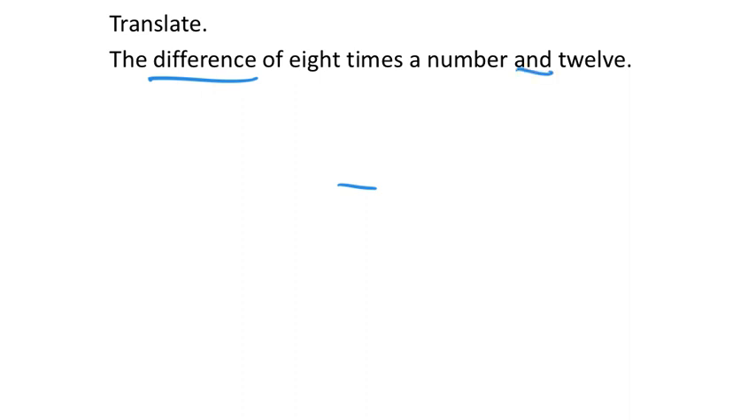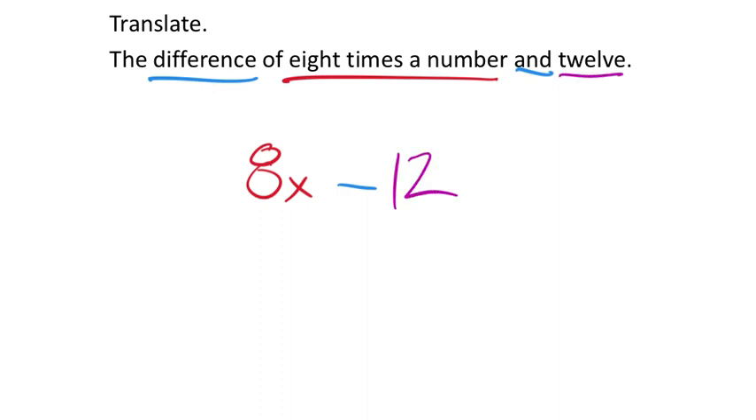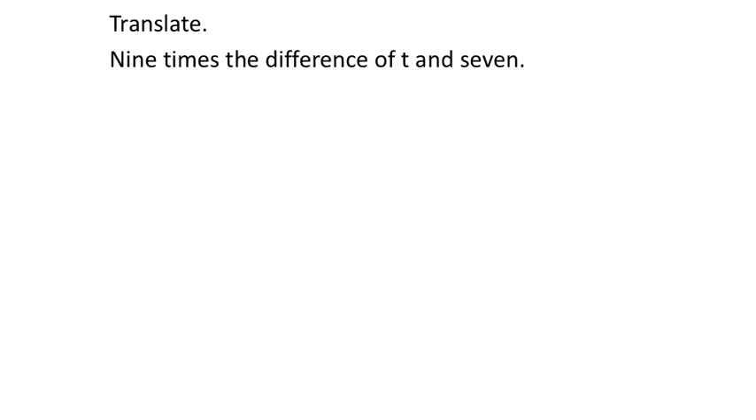So again, the and is going to split the two values that are being subtracted. It looks like we're going to start with 8 times the number. Now that's going to work out nice because I'm just going to show it as 8x. And then the other value that we're subtracting is 12. Boom.